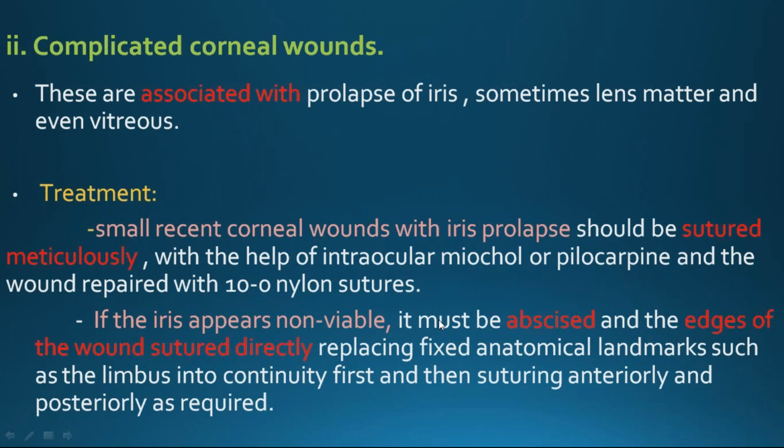This is about iris prolapse, treatment of corneal injuries with iris prolapse. If the iris is viable, you should replace the iris into the normal position with intracameral pilocarpine. It will constrict the pupil. Then you have to suture the cornea with nylon. If the iris is not viable, it is damaged, then you have to excise the damaged iris and suture the cornea.